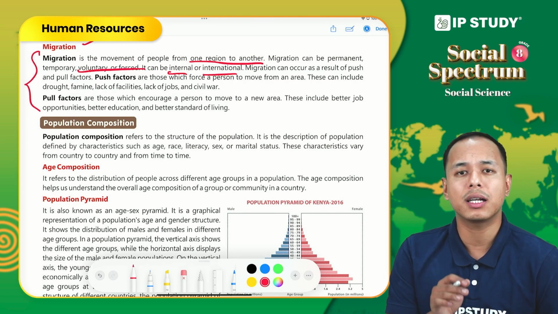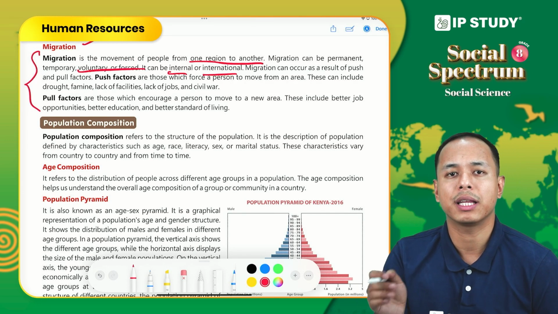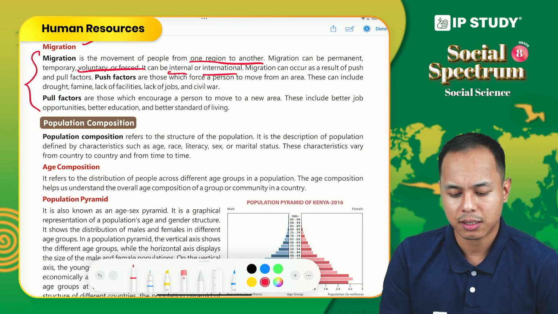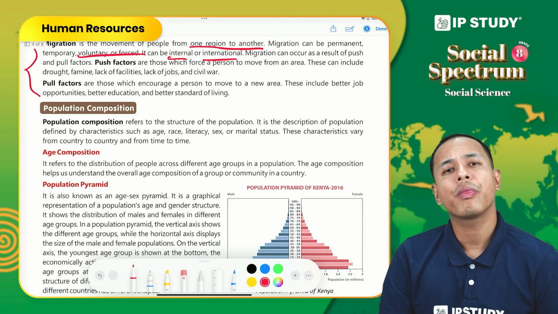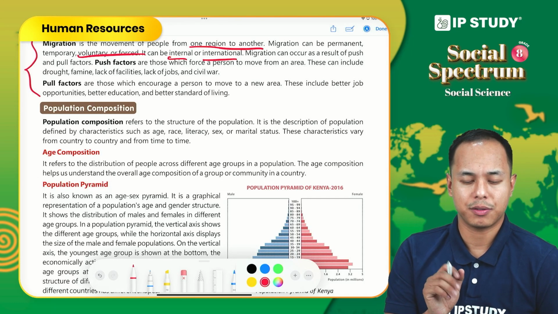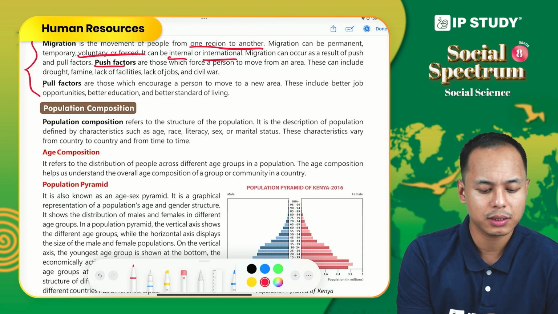Internal means within the country. I moved from Delhi to Mumbai, that is internal. I moved to the USA from India, that is international. Now there are two important factors that influence migration. One, push factors, another, pull factors.